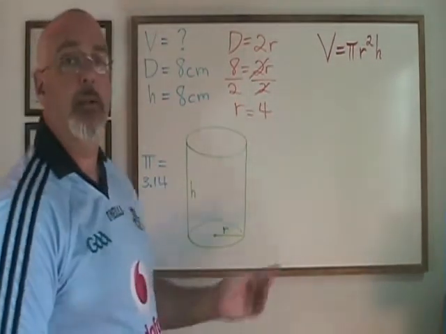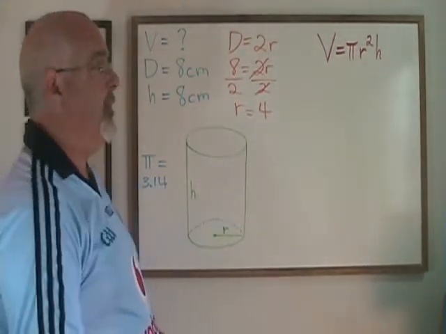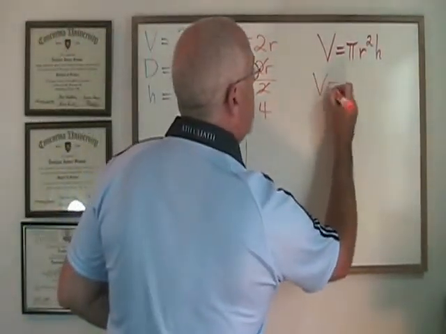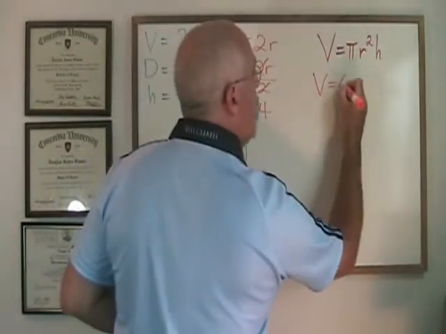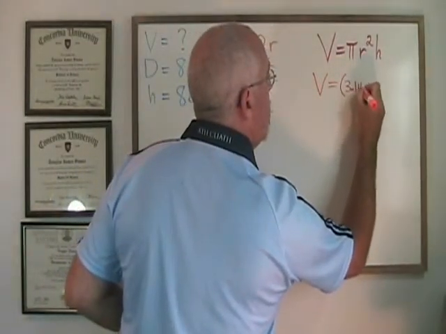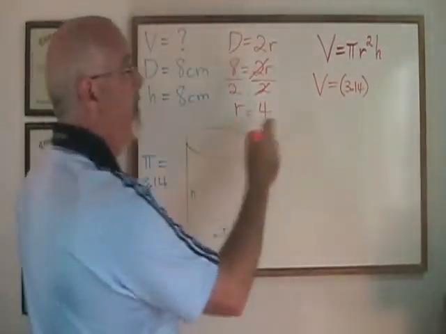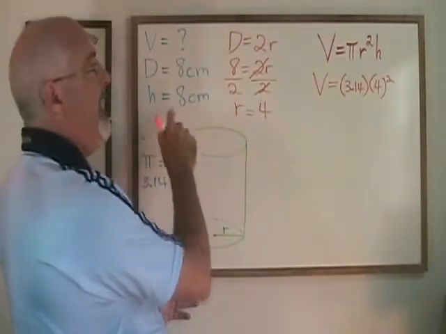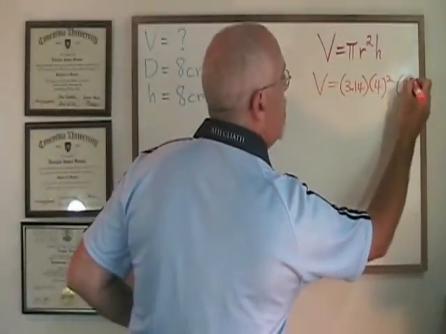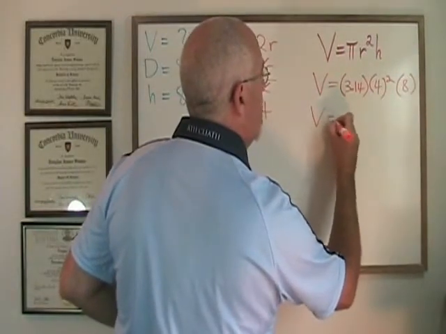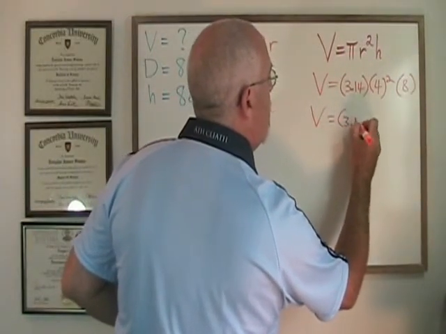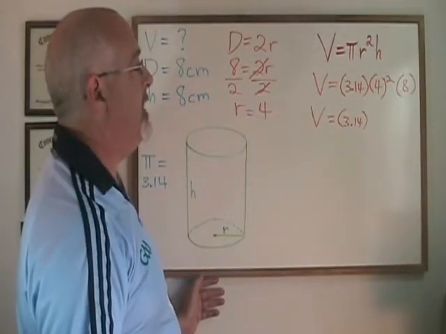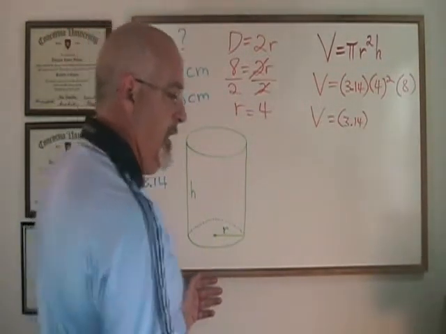Now we have our radius and we can go ahead and use the volume of a cylinder formula. V is our unknown, pi is 3.14, r squared is 4 squared, and h is 8. Four squared is 16, and 8 times 16 is 128.